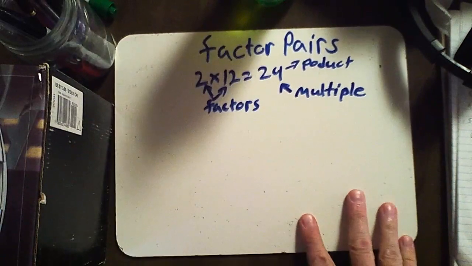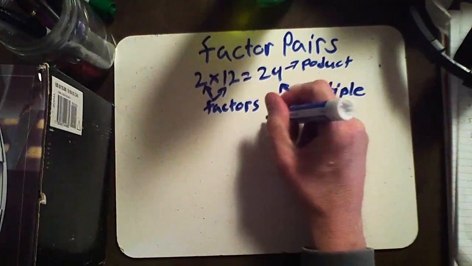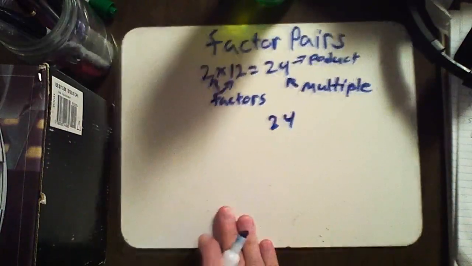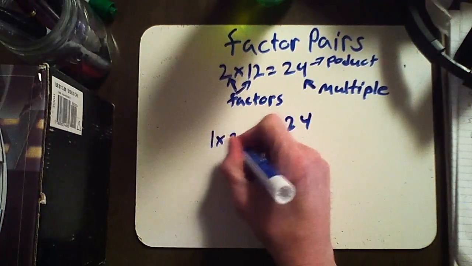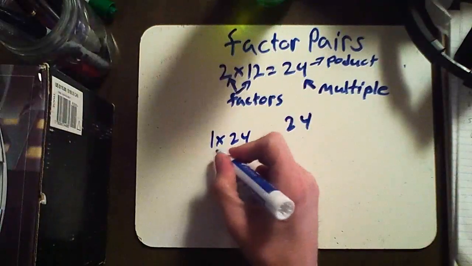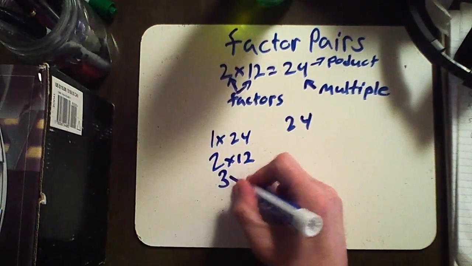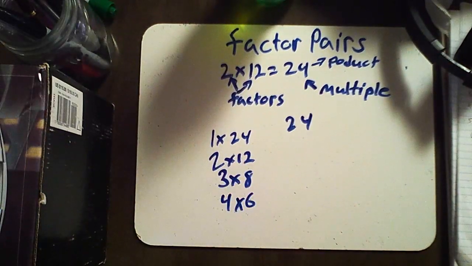So one of the best ways to find factor pairs is to know your multiplication facts. So for example, if we want to find all the factor pairs of 24, just think about the multiplication facts that you know. Well, I know 1 times 24 equals 24. I know 2 times 12. And I know 3 times 8 and 4 times 6. And that's all of them. Those are all the factor pairs of 24.